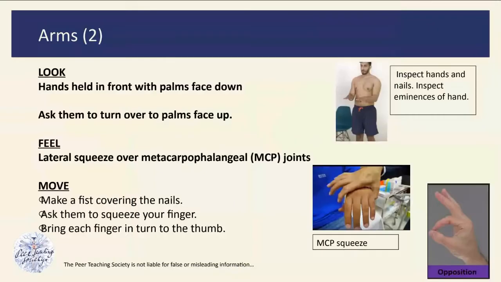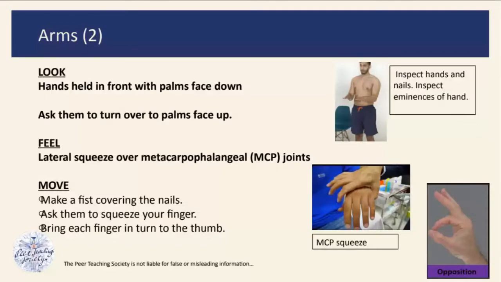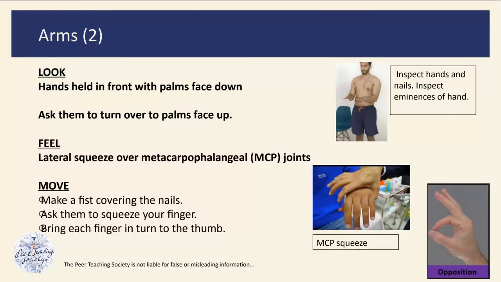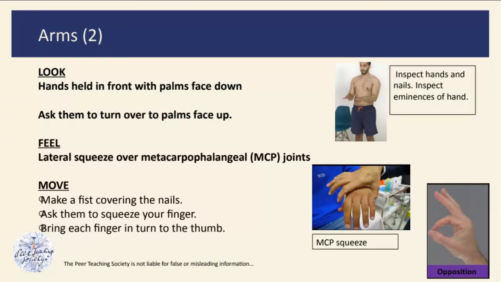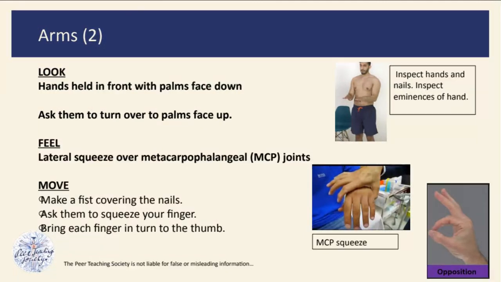And so that's the shoulders part of GALS. So moving on, we're going to be looking at the hands. It's a subset of arms. So you're going to ask them to hold up their hands with their palms facing downwards. And you want to look at their hands, looking for much of the same thing that Prakhar was talking about earlier. So any clubbing, any obvious joint deformities, anything that's already on the hand.